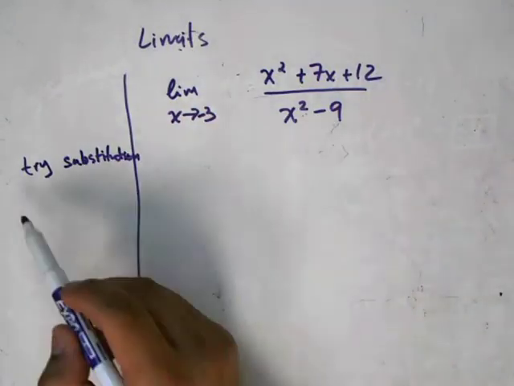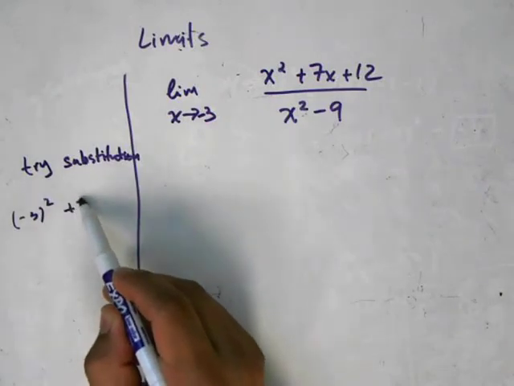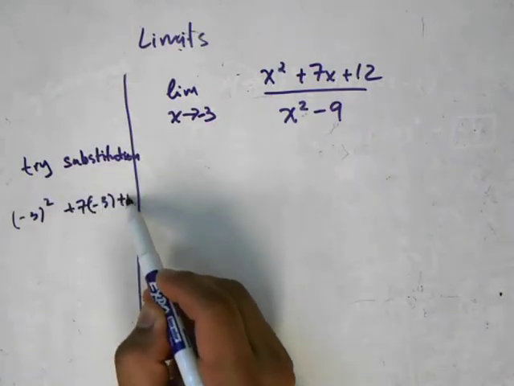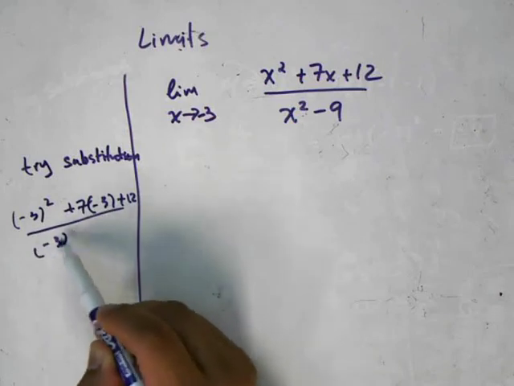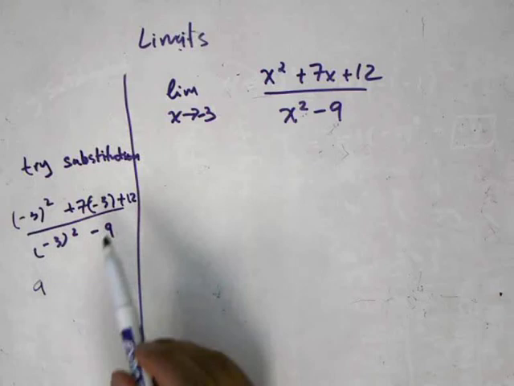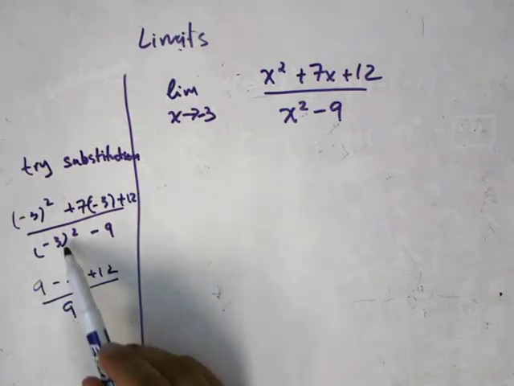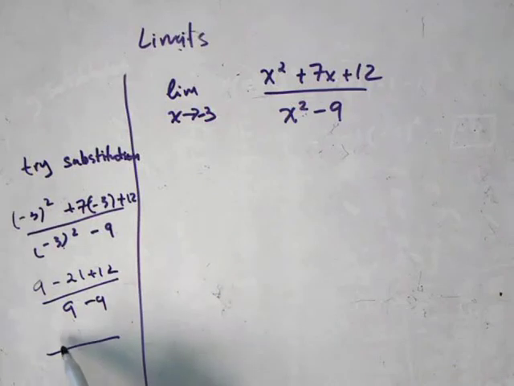So what if we try putting in negative 3 here: negative 3 squared plus 7 times negative 3 plus 12, all divided by negative 3 quantity squared minus 9. Well, you have 9 on the top minus 21 plus 12, all of it over 9 minus 9. And we run into a major problem here because 9 minus 21 is negative 12, plus 12 gives 0, so this is 0 divided by 0, and this is undefined.